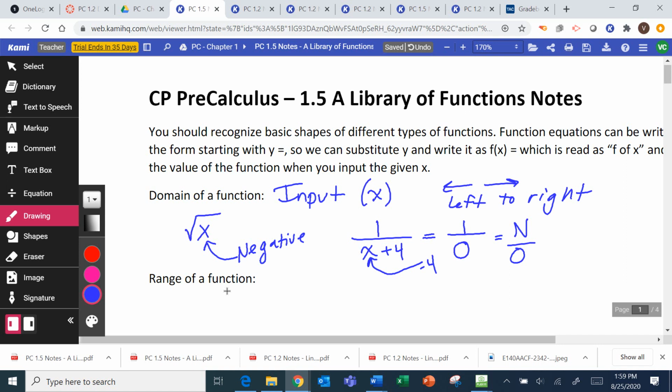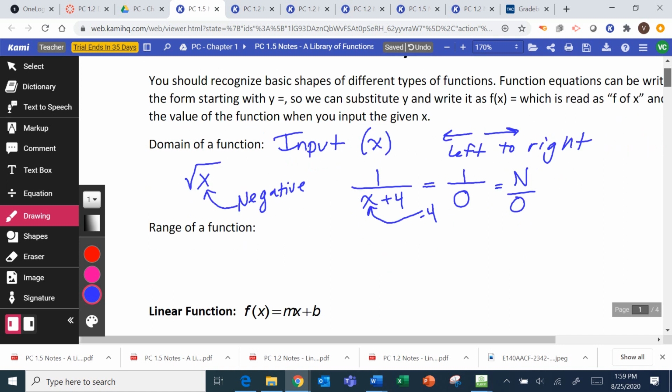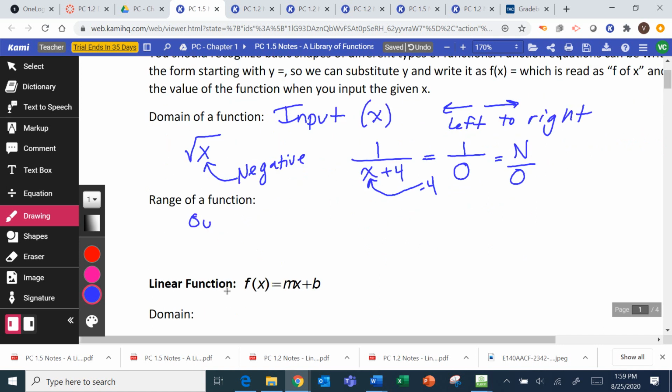Now the range is affected by the domain. The range is the outputs. So you have to put something in first to get something out. You aren't getting anything out of it if you don't put it in. So output comes second. Usually we use a y, or maybe an f of x if it's function notation. This is the up-down on the graph.